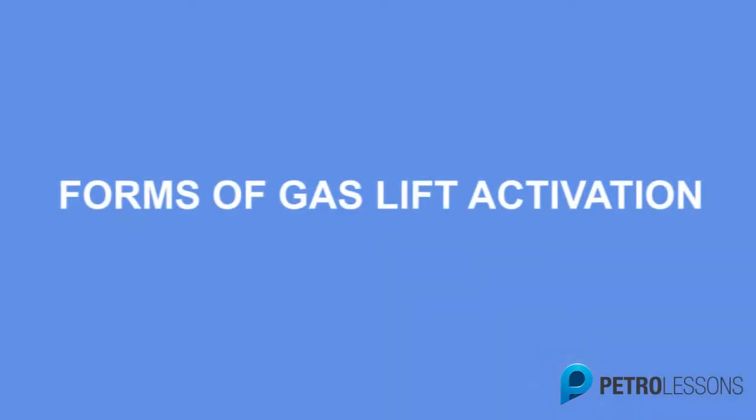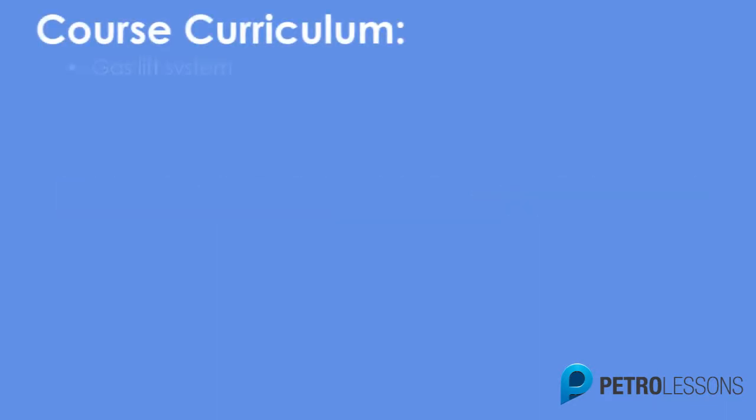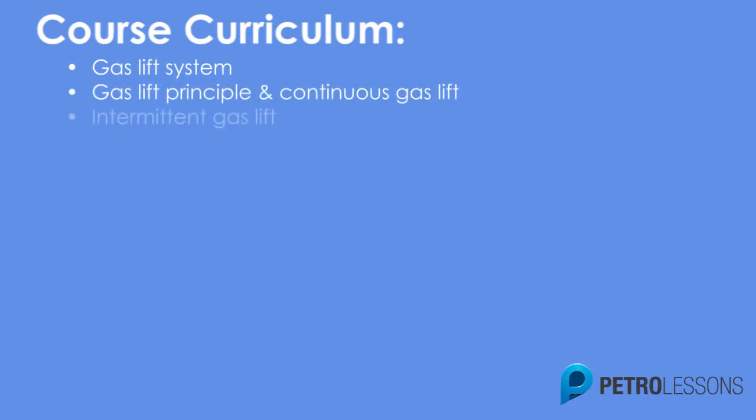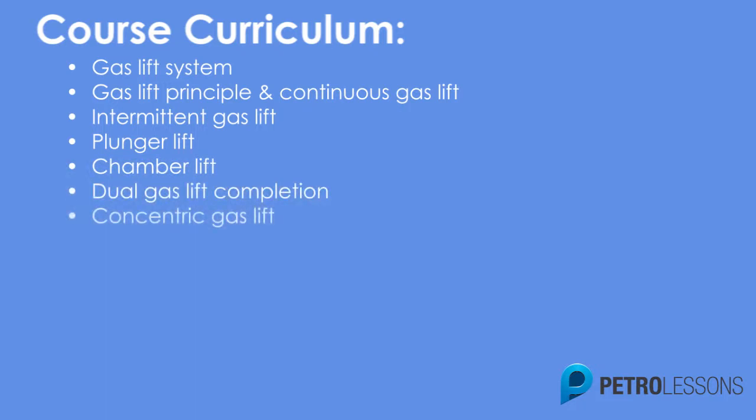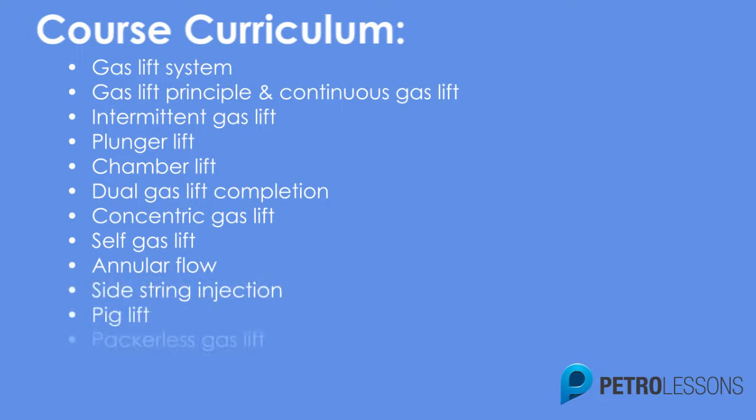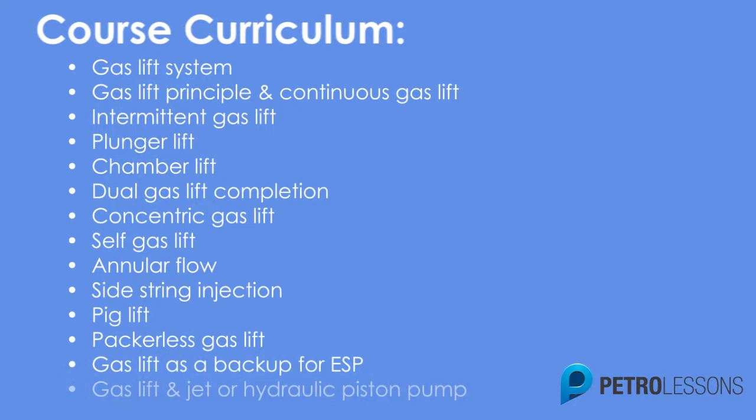In this class, I will present some forms of gas lift activation. I will start by showing you a typical gas lift installation. Then we'll discuss continuous gas lift, intermittent gas lift, plunger lift, dual gas lift completion, annular flow, and we'll also discuss some less commonly presented forms of gas lift in trainings, like packerless gas lift as a backup for ESP, gas lift and jet pump combo installation, or pig lifts. For each configuration, I will explain the general principle and we'll discuss the pros and the cons.